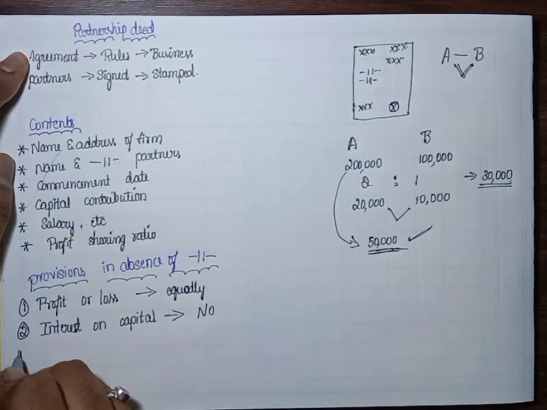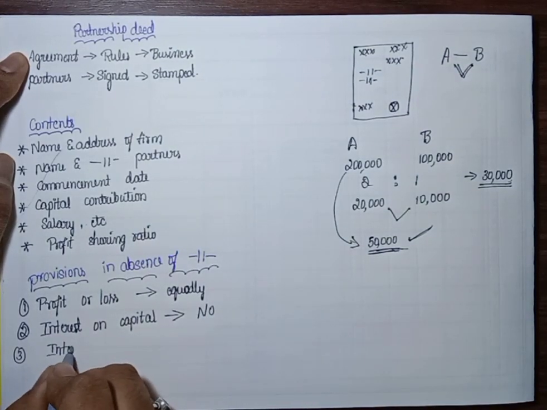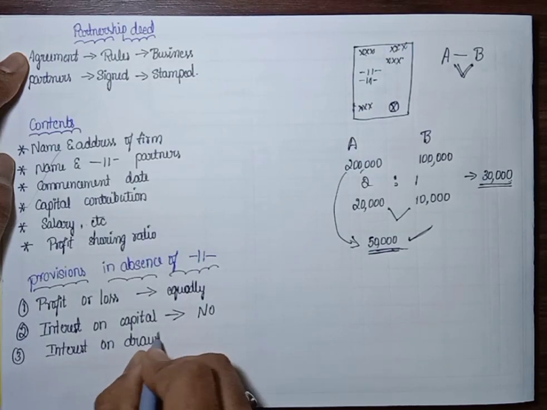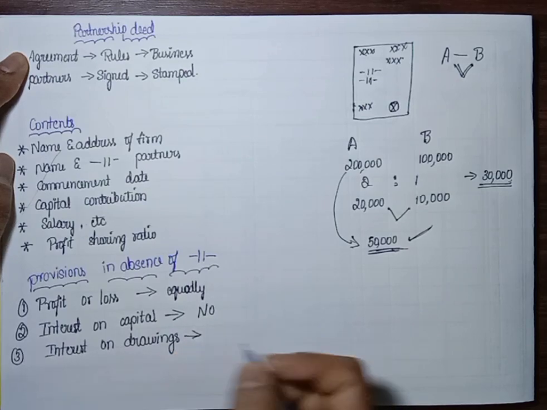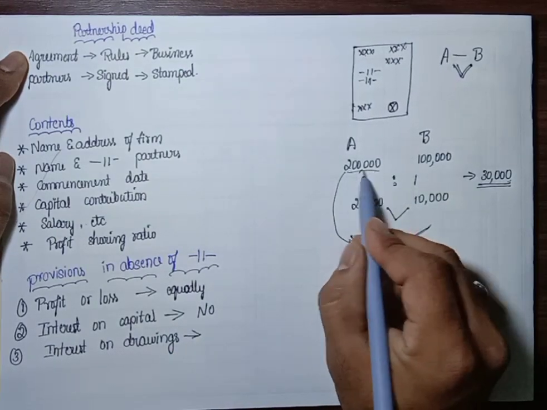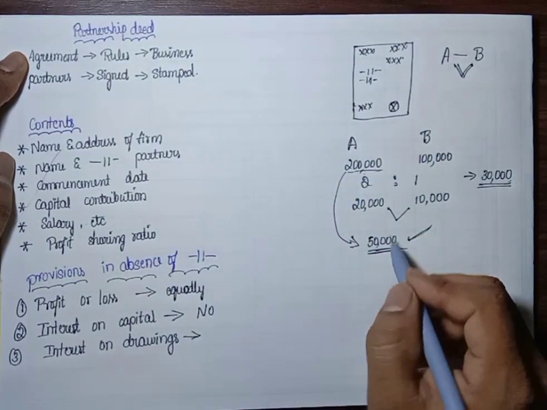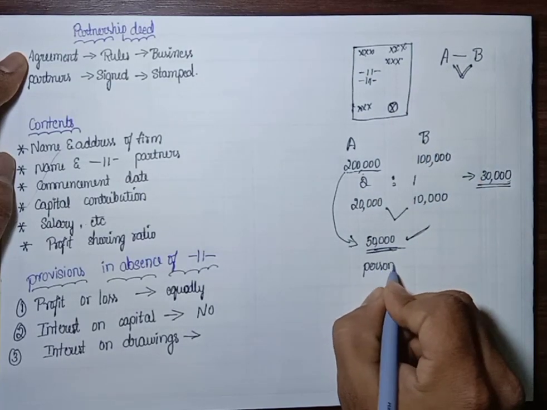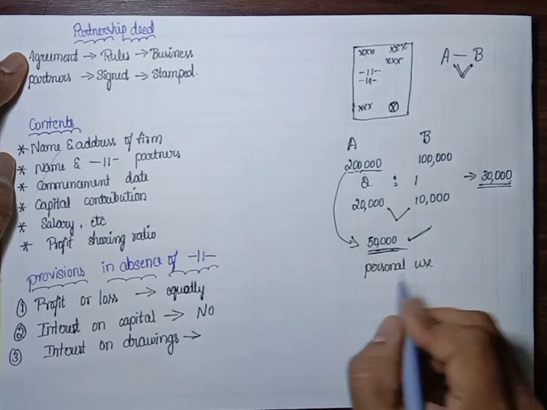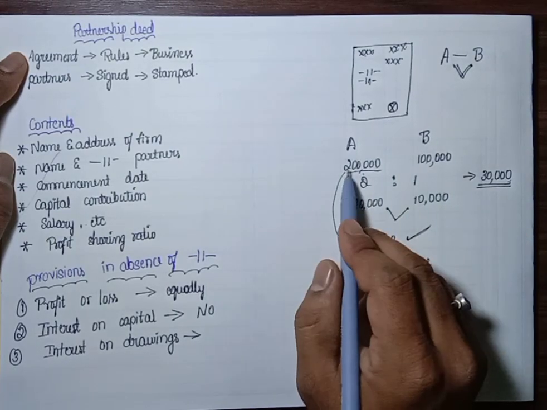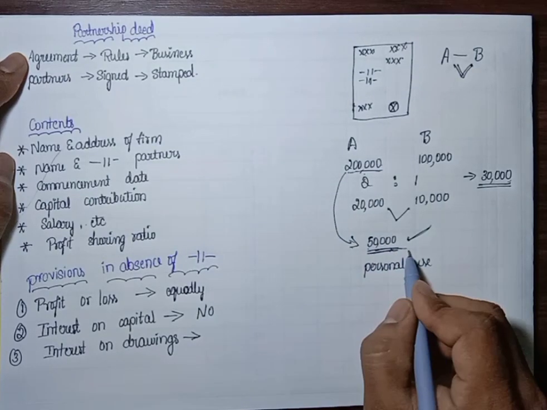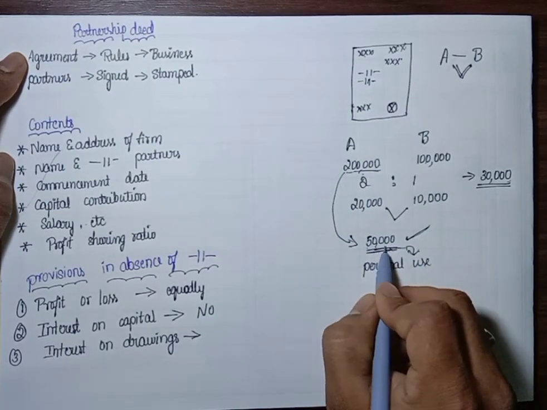The next one is interest on drawings. We know that drawings are nothing but the amount a partner withdraws from the capital invested in the business for his personal use. That is important. For example, A has invested 2 lakh rupees here. Out of 2 lakhs, he is withdrawing 50,000 rupees for his own personal use. Then this 50,000 will become what?